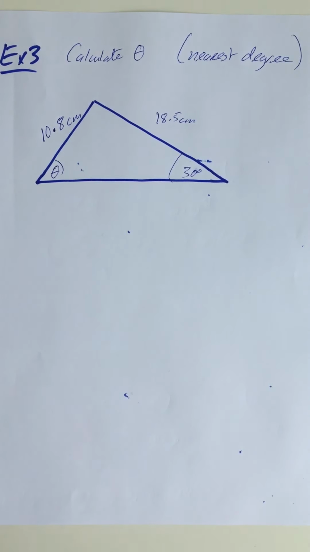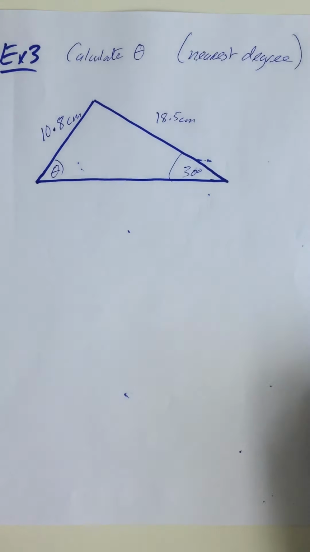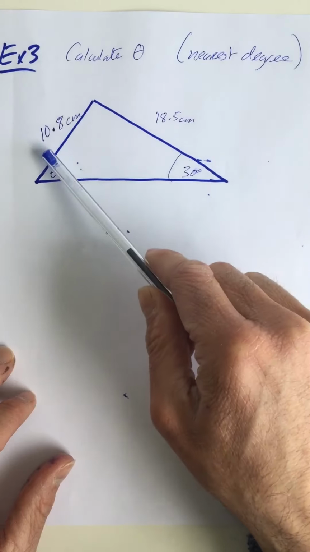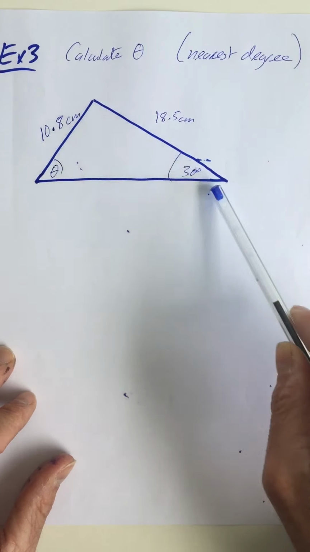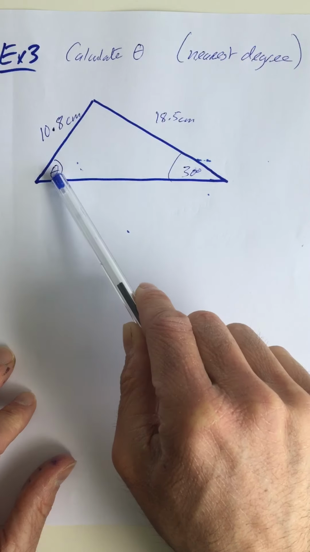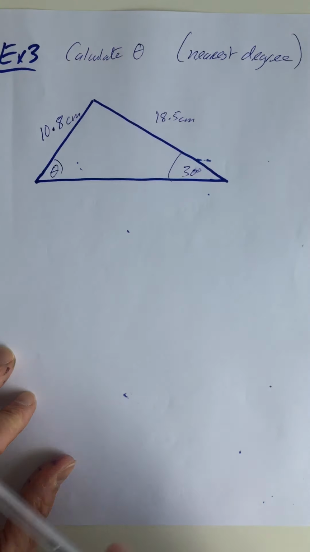In this video, I'm going to show you how to use the sine rule to find a missing angle. So what we have here is a triangle. One side is 10.8 centimeters long. This one is 18.5 centimeters long. We know this angle is 30 degrees and this is a mystery angle theta.